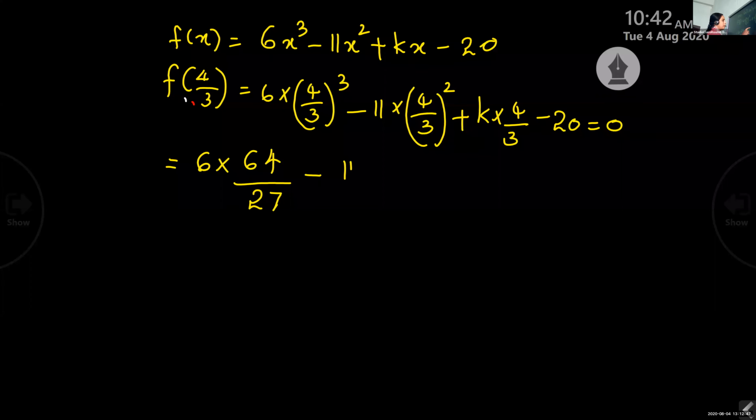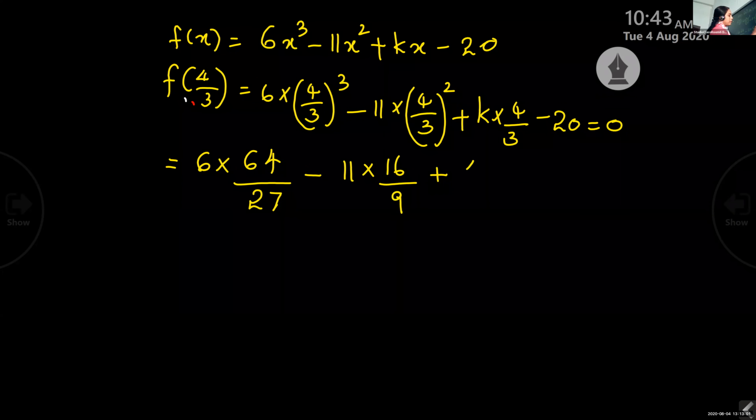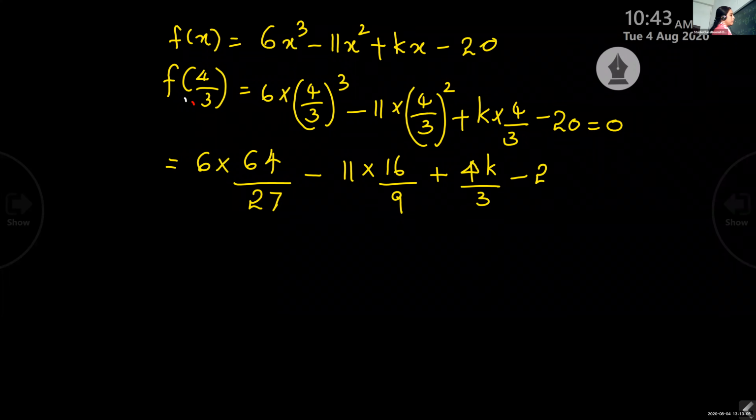Now, what is 11 into 4 squared? 4 square is 16. 16 by 9, since 3 square is 9. Plus k into 4 is 4k by 3 minus 20 equal to 0.